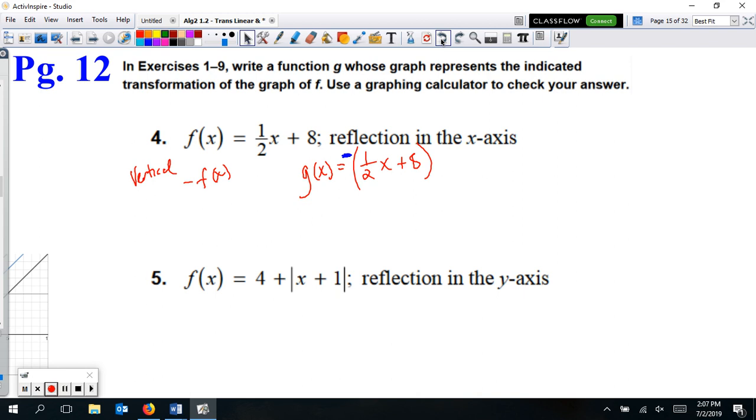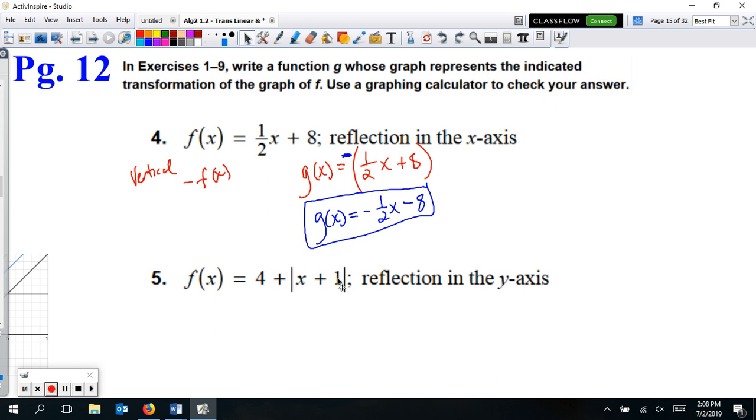And we're going to multiply the entire thing by a negative, which means we want to distribute the negative into both of these terms. It makes the 1/2 negative, it makes the 8 negative, and so there's our answer. Here's what the function would look like with a reflection in the x-axis now: negative 1/2 x minus 8.